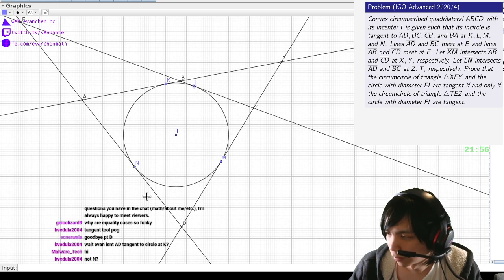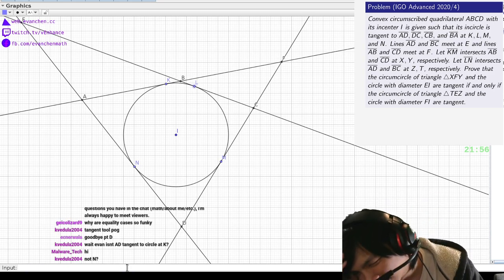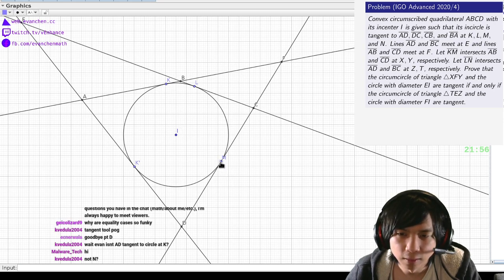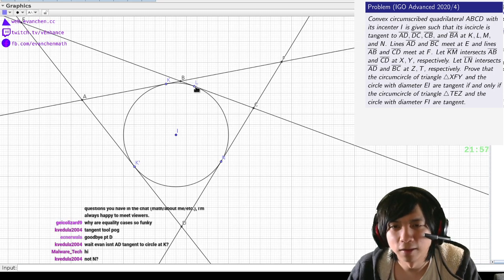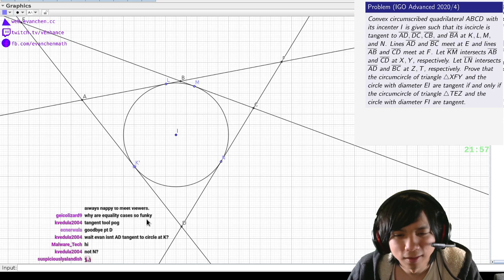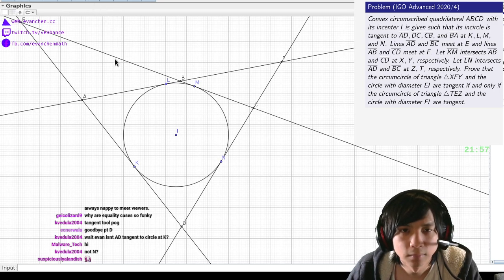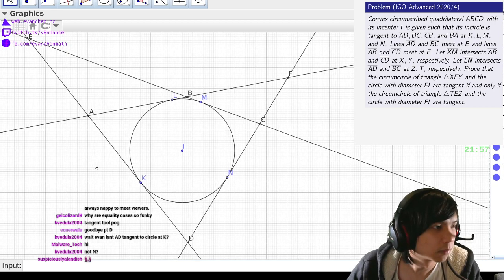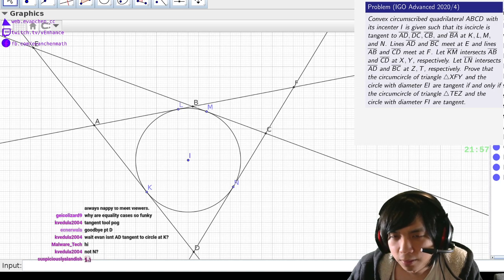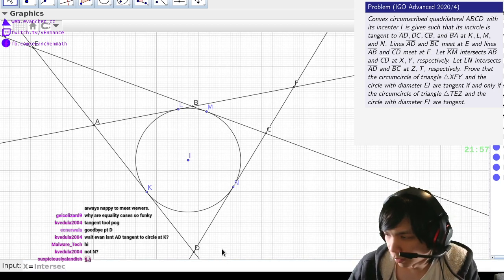Isn't AD tangent at... Oh frick. No! All right, we can deal with this. Okay, disaster averted. Okay, there we go. All right, so KM intersects AB and CD at X.